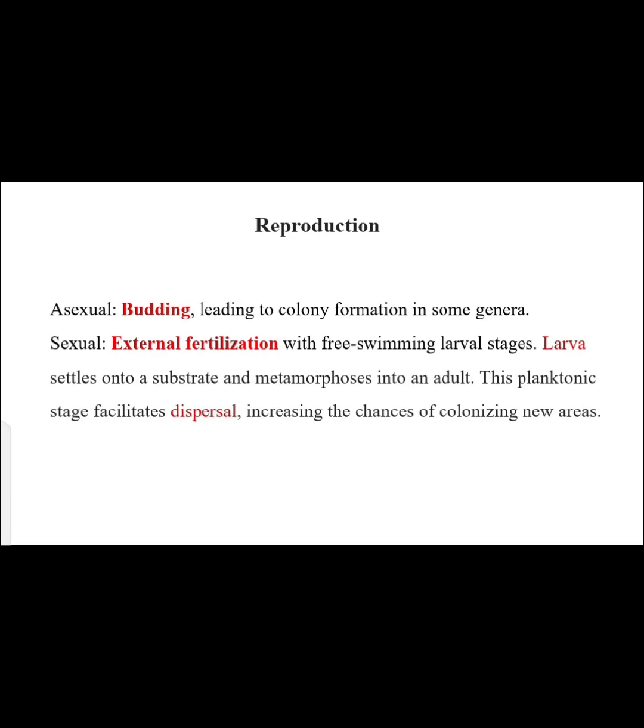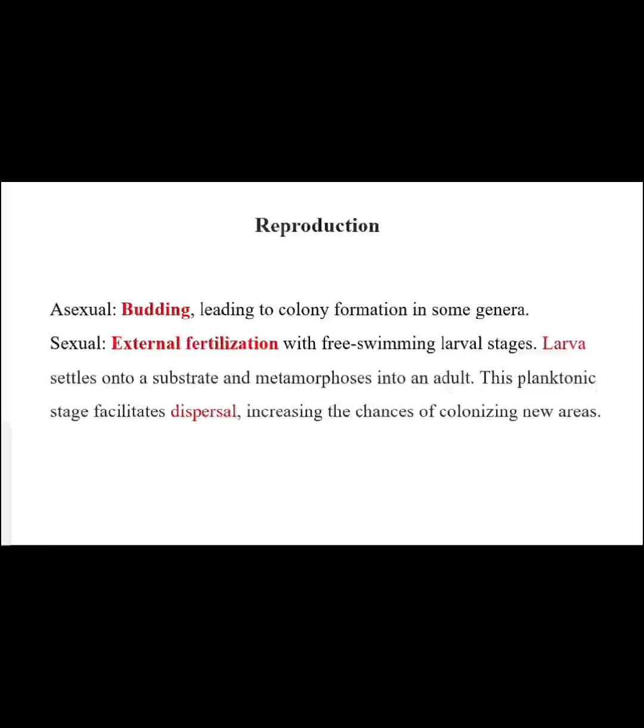Reproduction. Pterobranchs can increase their number by budding, leading to colony formation in some genera. External fertilization can also occur with free-swimming larval stages. These larvae settle onto a substrate and metamorphose into adults. This planktonic stage facilitates dispersal. As you know that adult pterobranchs are sessile, so planktonic larval stages facilitate dispersal, increasing the chances of colonizing new areas.